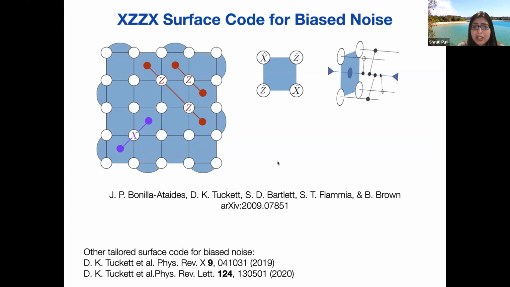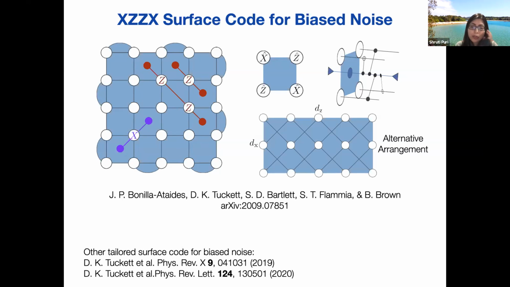So it turns out that in this case, one more thing. As they mentioned in this paper as well, you could also rotate this lattice and get an equivalent lattice. And this is the same XZZX surface code, but in a rotated lattice. But now what you can do is you can have a rectangular lattice instead of a square lattice.